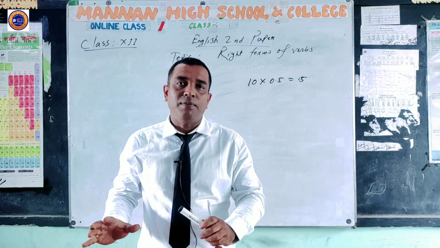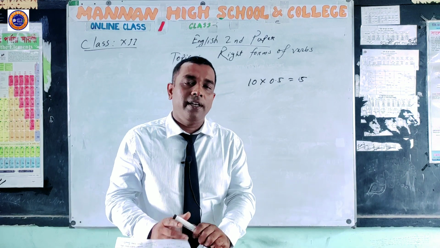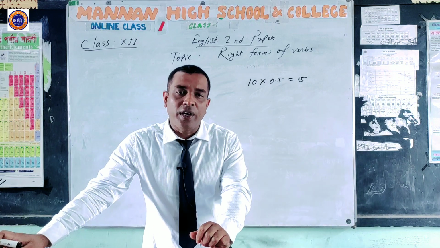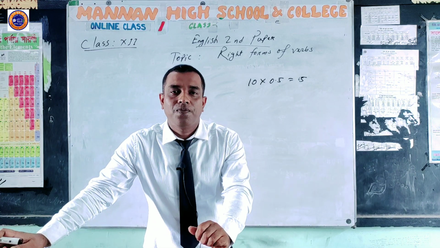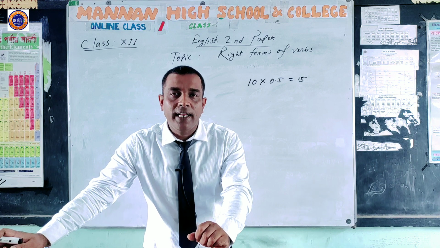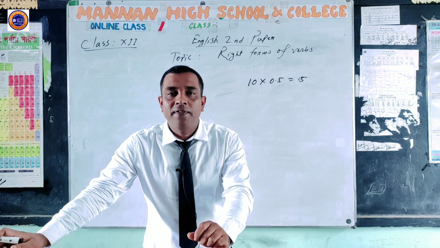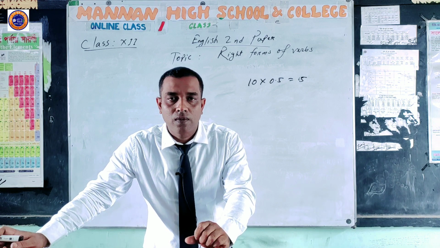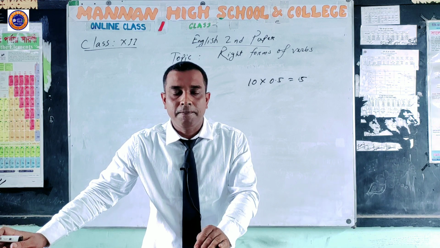Do you understand this? I am just repeating this. There will be 10 gaps. There will be passages containing 10 gaps, and each gap carries 0.5 marks and the total mark is 5. You must have understood this thing.